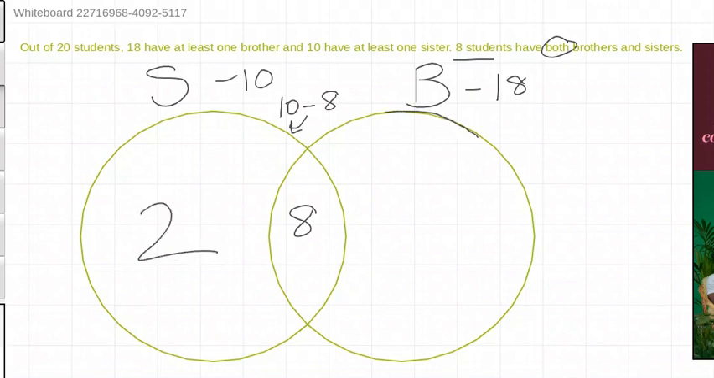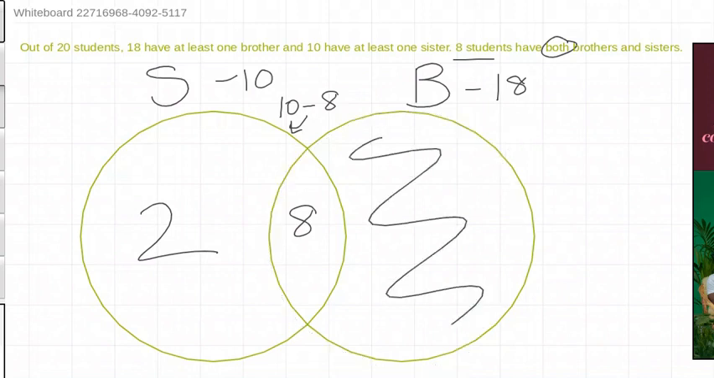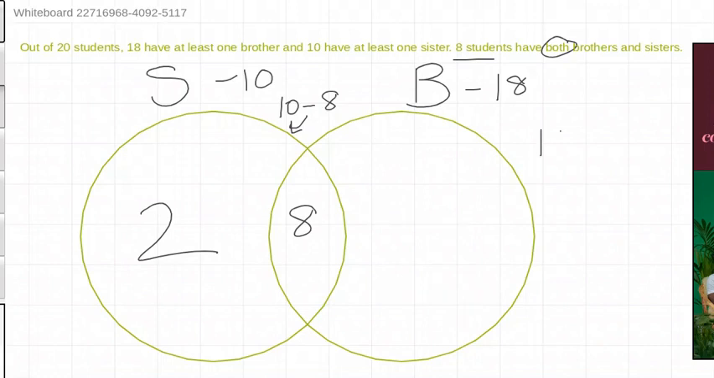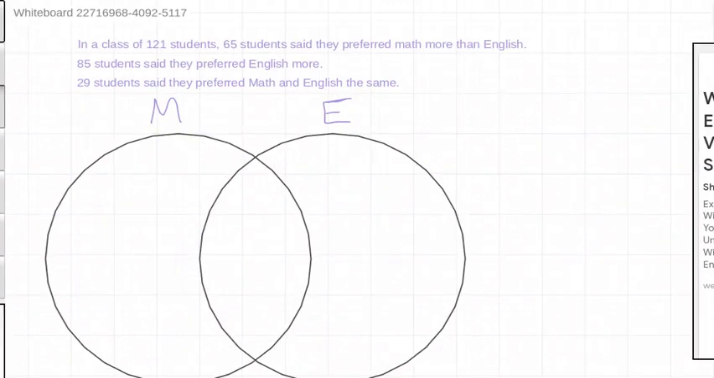Then this whole circle is 18. So we would have to do 18 minus 8 to get that Pac-Man. 18 minus 8 is 10. So that's our answer. In a class of 121 students, 65 said they preferred math more than English.